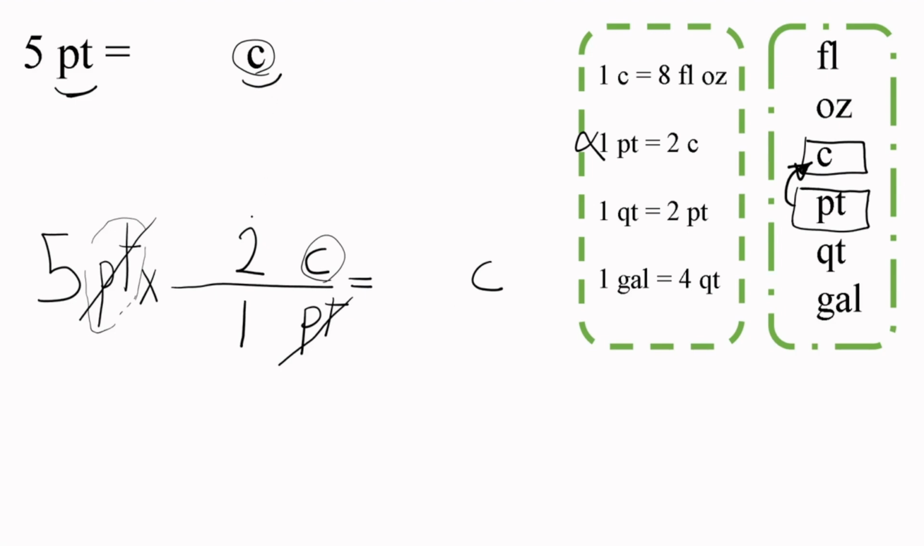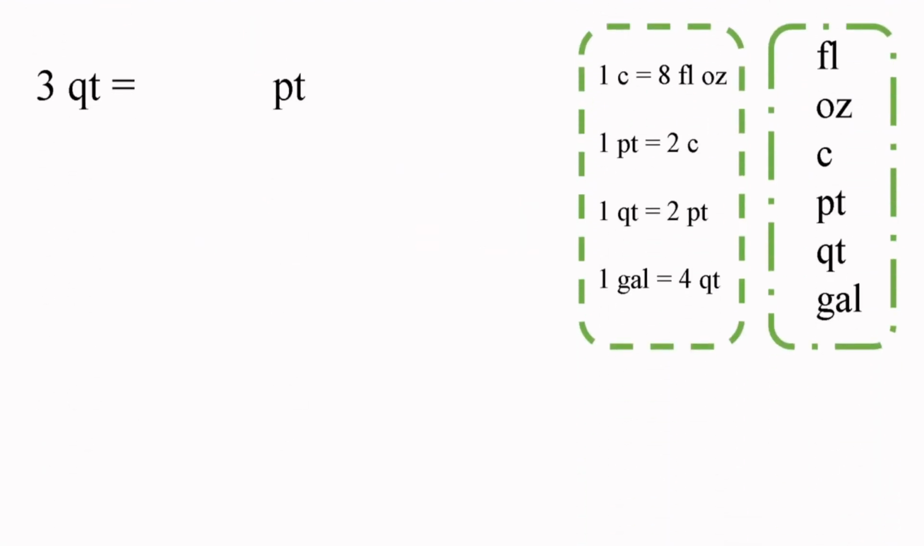Now, let's talk about the values and numbers and the final answer. As you can see, 2 must be multiplied by 5, which is 10. And if we divide 10 by 1, it's not going to have an impact on the final answer. So the final answer will be 10 cups. Let's solve the next example with each other.